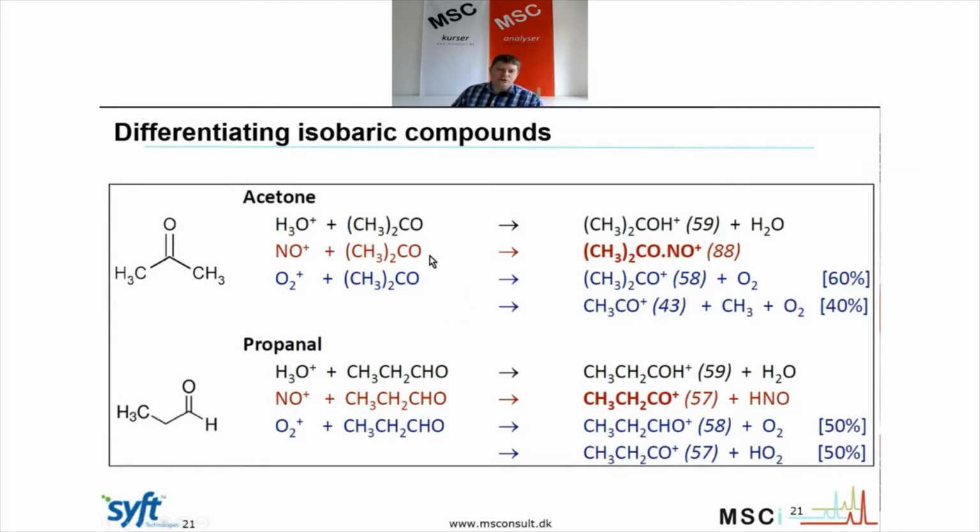And of course, when you're running the instrument, you can tell it to run H3O+, NO+, and O2+. Then it simply cycles through all of them. And as you know, a quadrupole is really fast, so it cycles through them within seconds.